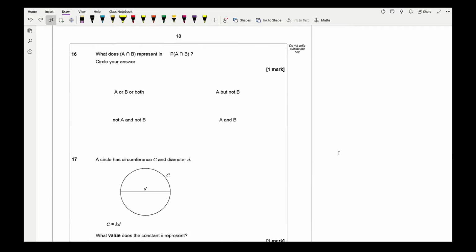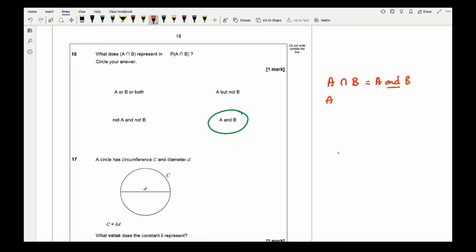Then for question 16, it says, what does A and then this little hoop sign B represent in the probability of A and that hoop sign B? Well, that basically means and. So when you're dealing with probability, if you've got A, that, and B, then that basically means A and B.